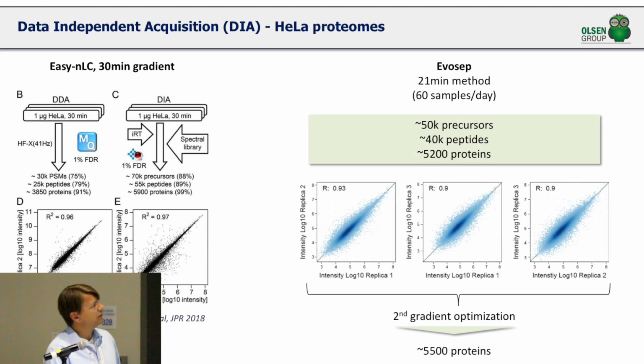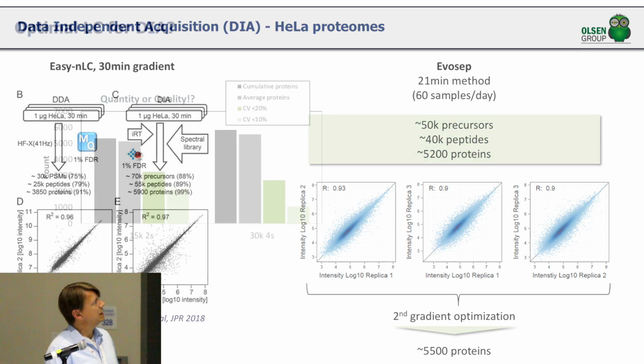And now when we use the EvoSep system with the 21-minute gradient, where we can do 60 injections per day, we can actually identify close to 50,000 precursors and 40,000 peptides, and a little bit more than 5,000 proteins. And we again see a pretty good reproducibility from run to run. So we're very excited about this possibility to really do very fast DIA applications.